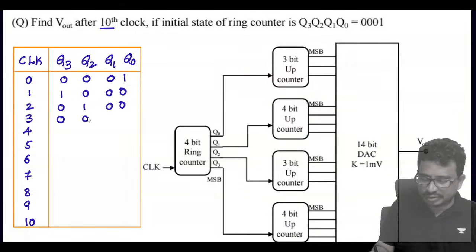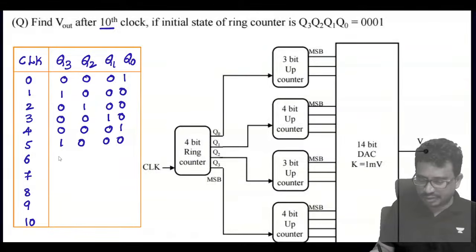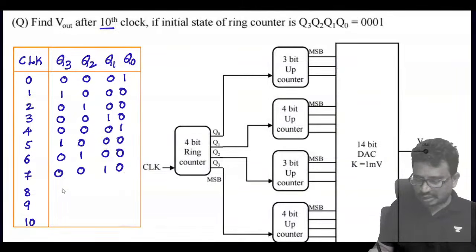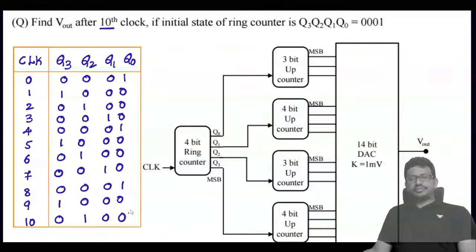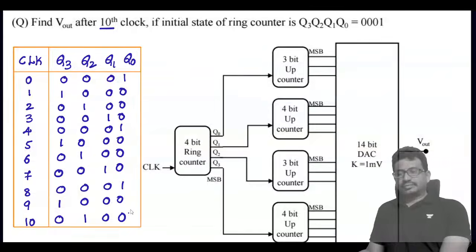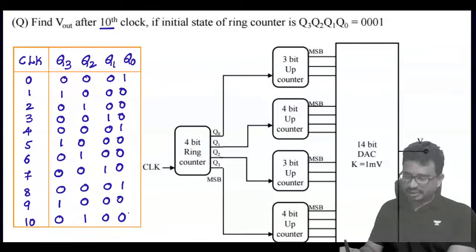Third clock 0 0 1 0. Fourth clock 0 0 0 1. Fifth clock 1 0 0 0. Sixth clock 0 1 0 0. Seventh clock 0 0 1 0 and eighth clock 0 0 0 1. Ninth clock 1 0 0 0. 10th clock is 0 1 0 0. Okay, we will get it like this.